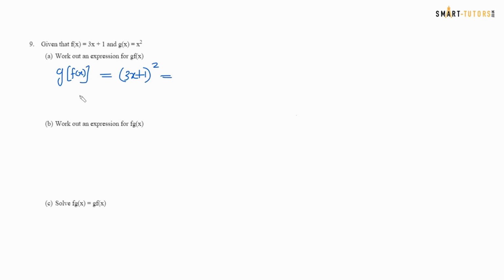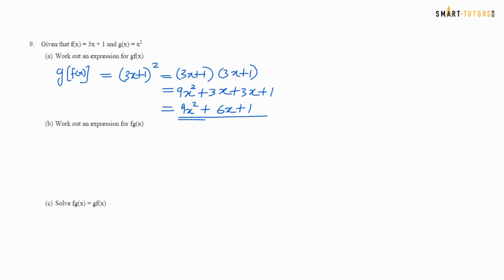So if you want, you can expand the brackets and keep it in quadratic format. So just quickly expand the bracket. So this is going to be 9x squared plus 3x plus another 3x and plus 1. So if you collect the like terms, 9x squared plus 6x plus 1, and that is the answer for the A part. Work out an expression for fg(x).